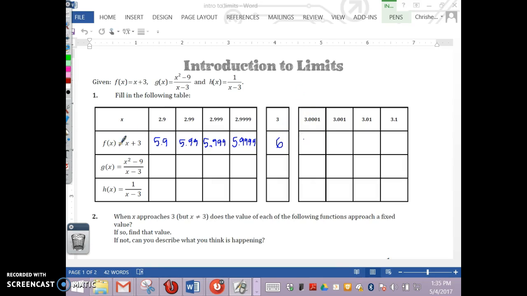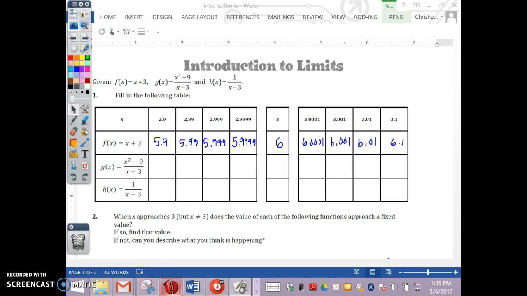If I add 3 to 3.0001, I get 6.0001, 6.001, 6.01, and 6.1. So as I move to the right, as I get bigger than 3, I get bigger than 6. If I get smaller than 3, guess what? I get smaller than 6. So let's see what that looks like on the graph.